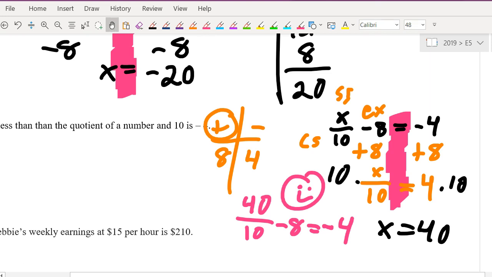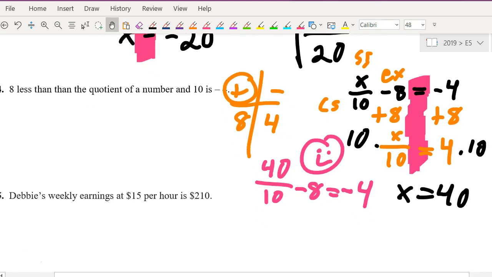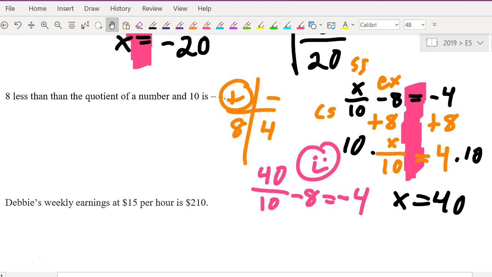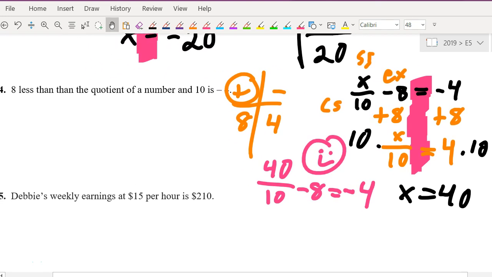How come you don't do combining like terms? Because there are no combining like terms. It's only a superstar, co-star, extra. Oh, so this is a co-star, okay. Because I put it like 8 plus x divided by 10, so I put the division instead. It was less than.